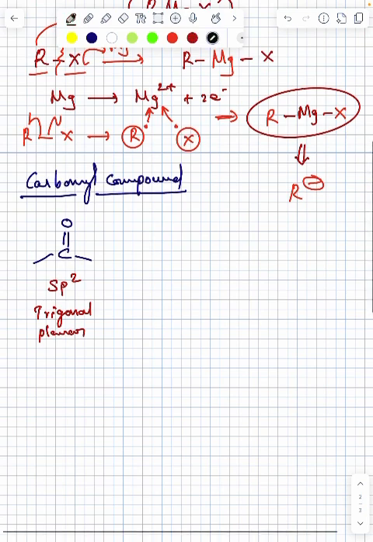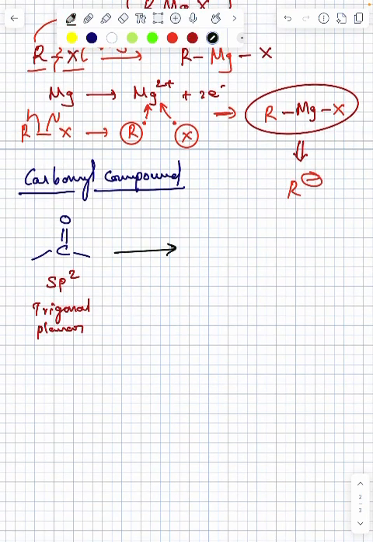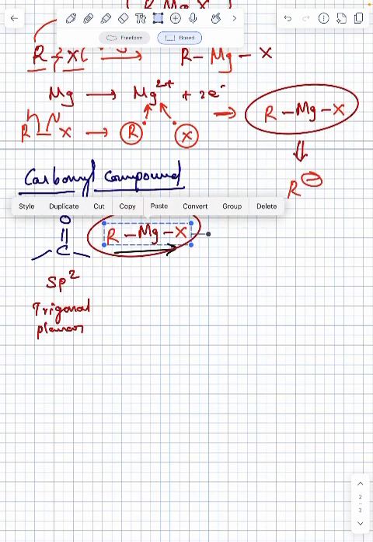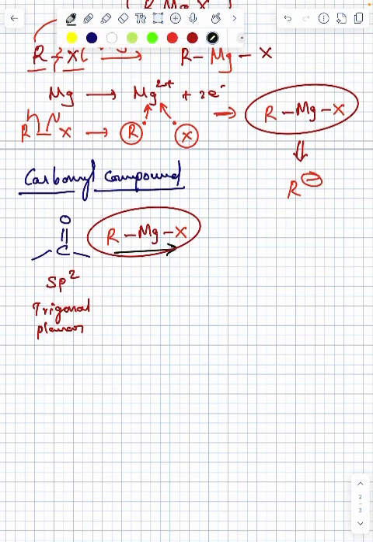So when you add the Grignard reagent, now what will happen? This particular nucleophile is going to attack the highly electrophilic center of the carbonyl group. As a result, what will happen? The pi bond is shifted towards the highly electronegative oxygen atom, so I get an unstable intermediate of the alkyl group.